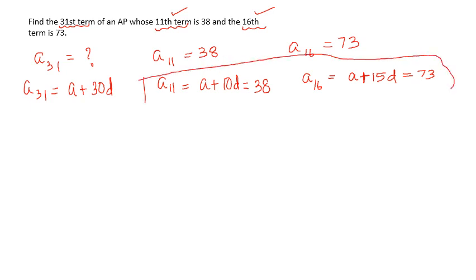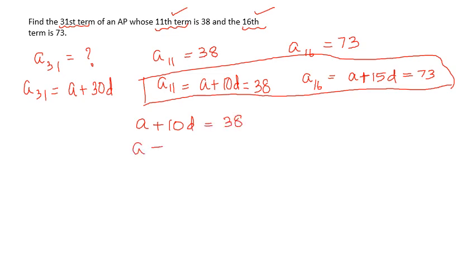Is this part clear to all of you? Is there anyone having doubt in this case? No. Clear. Okay. Then we'll move on. These two we will take as equations, that is A plus 10D is equal to 38 and A plus 15D is equal to 73. This is my equation 1. This is my equation 2.